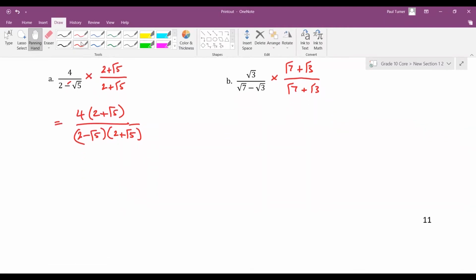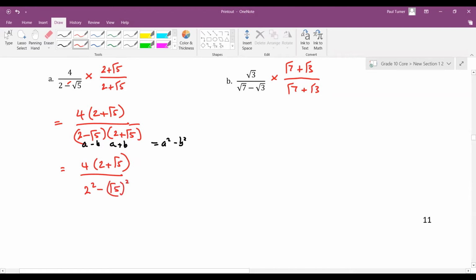So now we can expand the top line if you like, see what happens there. Actually, I'll leave it. I won't expand that top. Let me leave that for a minute. So you've got 4, 2 plus root 5. Let's do the bottom first. So this is the rule a minus b, a plus b, which is the same as a squared minus b squared. So put those numbers down here. So you'll have 2 squared minus root 5 squared, like that.